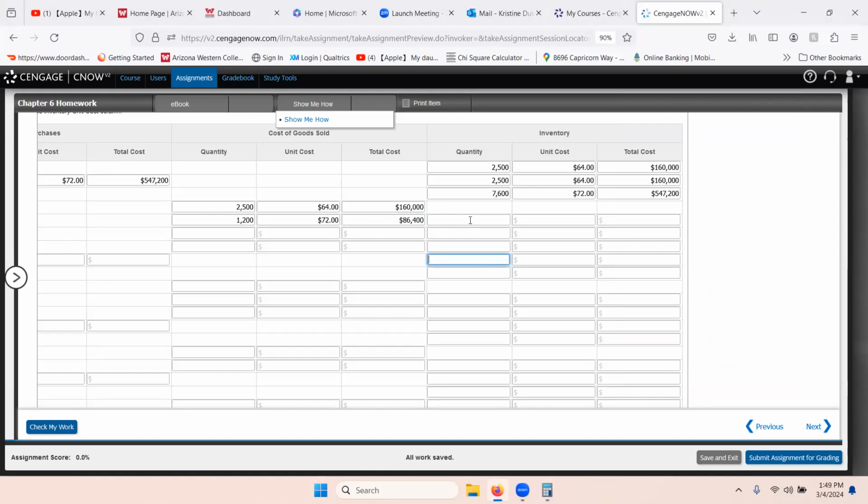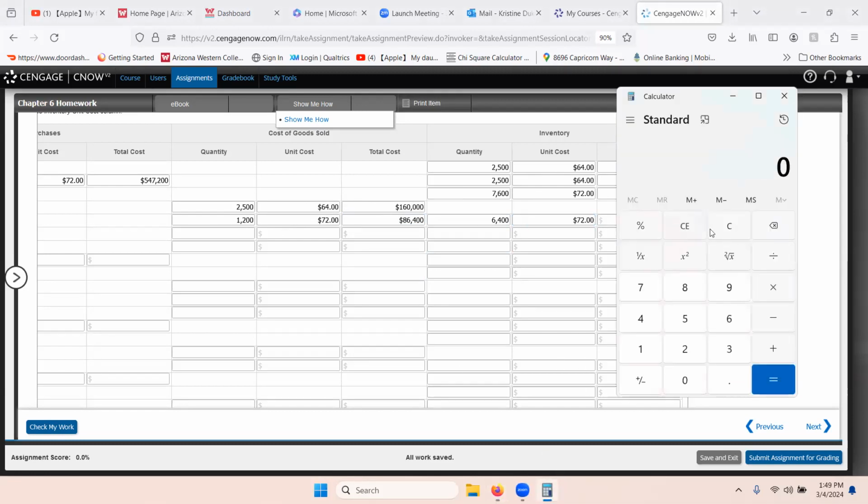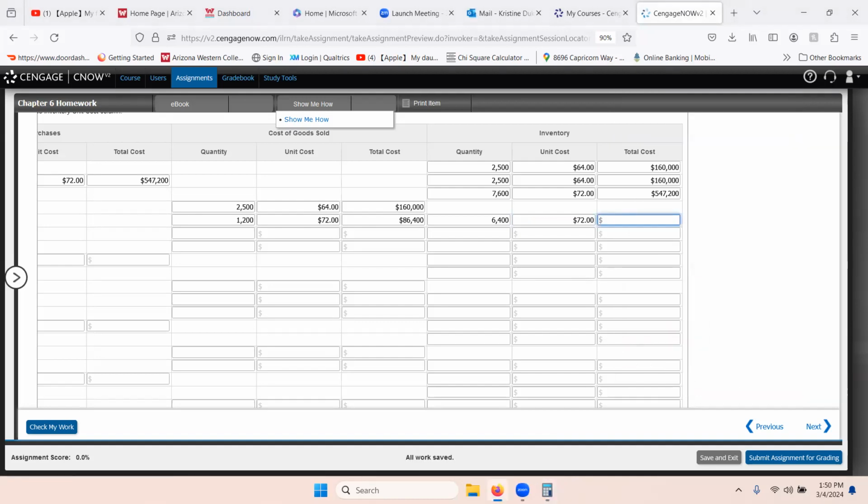Now, what do I have left? I've already used up all that 2,500 at 64, so the only inventory I have left is the orange batch. I've used 1,200 units at 72, so what do I have left? I've got 6,400 at $72. Bring up the calculator, clear it out. I don't know why I do that; it's just a bad habit. 6,400 times 72 is 460,800. Okay, there we go.